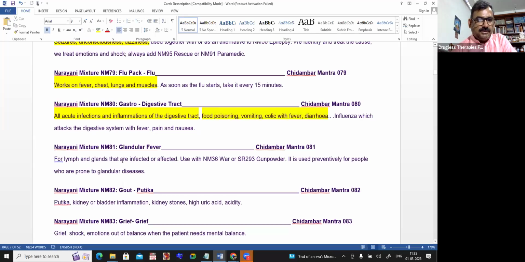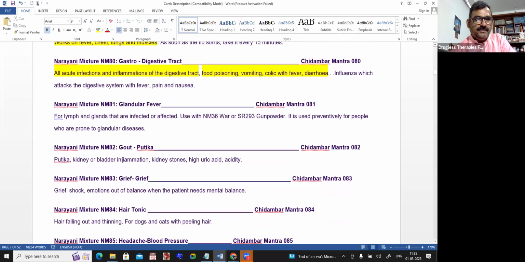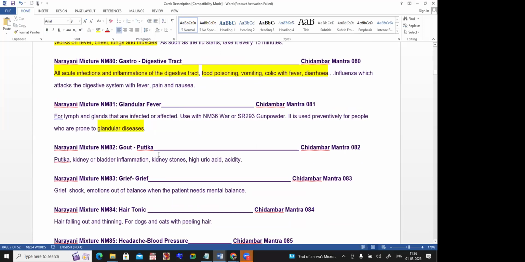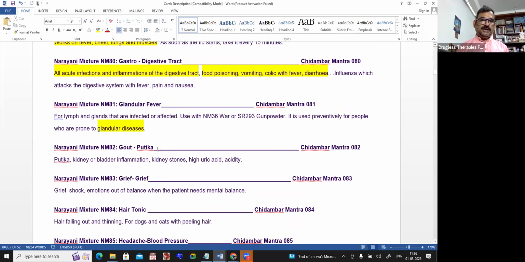Narayani, the glandular fever. There's a lump, and that affects people who are prone to glandular disease. Any glandular disease, you can use the glandular fever. In adenoids, sir, we can give glandular fever? Yes, for adenoids you can give the glandular fever. Adenoids, tonsillitis, tonsils, and many everything can be given. And gout.